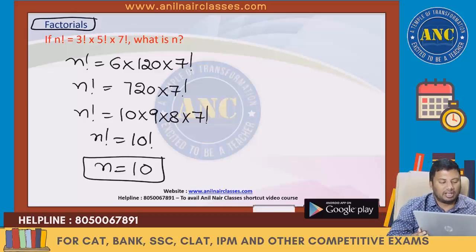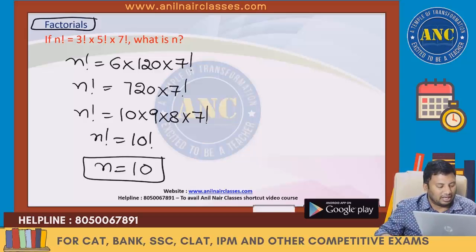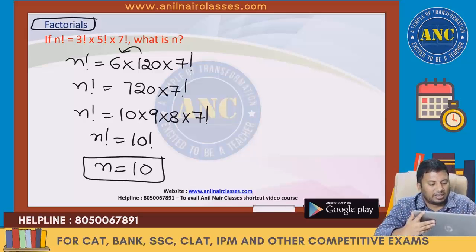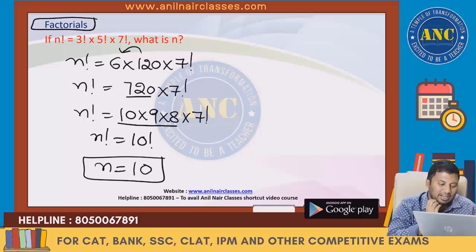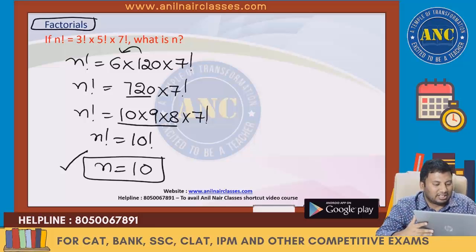3 factorial is 6. 5 factorial is 120. 120 into 6 is 720. 720 is 10 into 9 into 8. 10 into 9 into 8 into 7 factorial is 10 factorial. n is 10. Easy question.